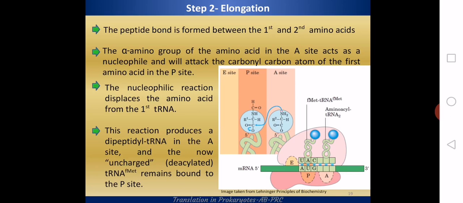where the free electrons of the amino group are attacking the carbonyl atom, and this helps to shift the bonding patterns. And this nucleophilic reaction displaces the amino acid from the first tRNA to the second tRNA and produces a dipeptidyl tRNA in the A site. And now the uncharged tRNA fMet remains bound to the P site. This is the second step of elongation.